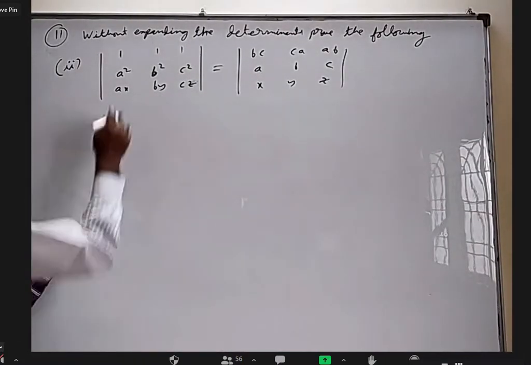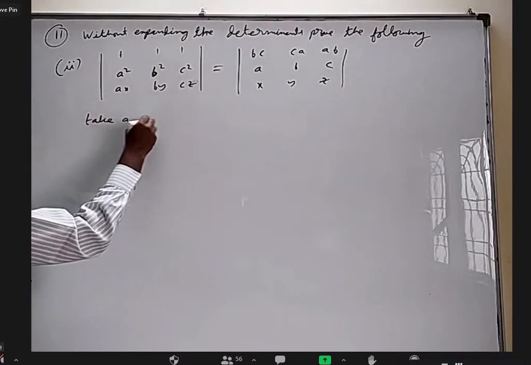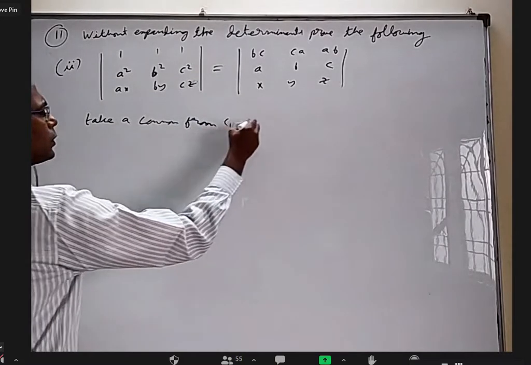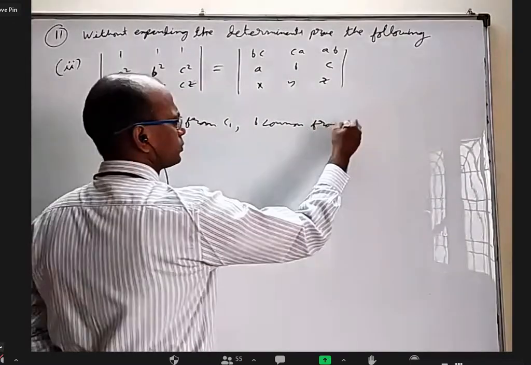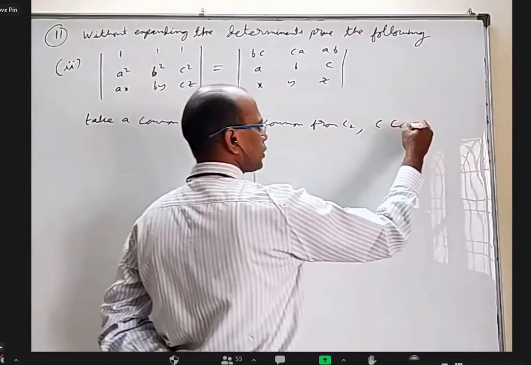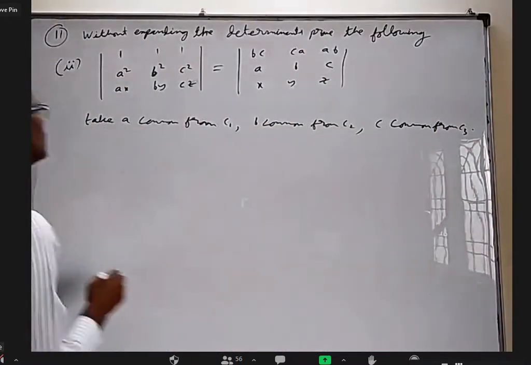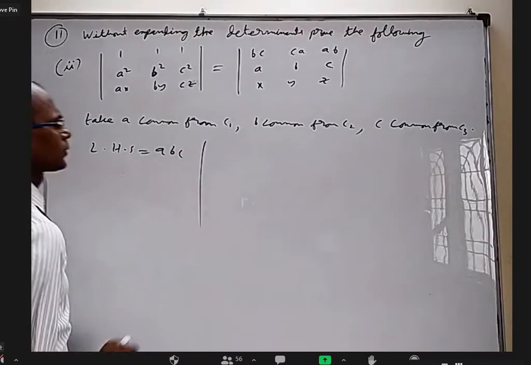Some people said you take A common. Take A common from column 1, B common from column 2, C common from column 3. Then LHS is equal to ABC here.